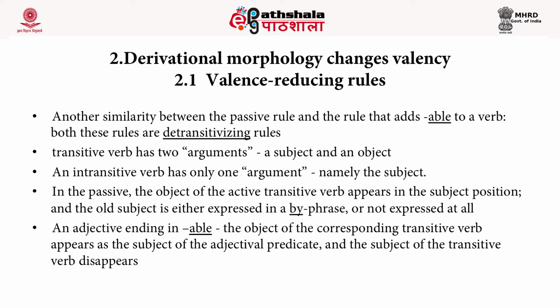In the passive, the object of the active verb appears in the subject position of the passive verb, and the old subject is either elided or expressed by a by-phrase. In an adjective ending in able, the object of the corresponding transitive verb appears as the subject of the adjectival predicate, and the subject of the transitive verb disappears in this construction.